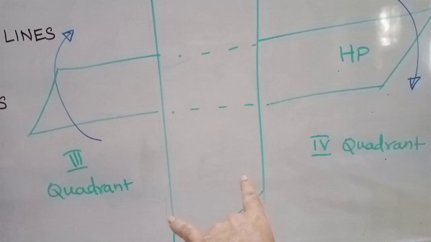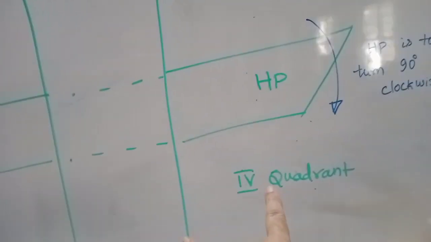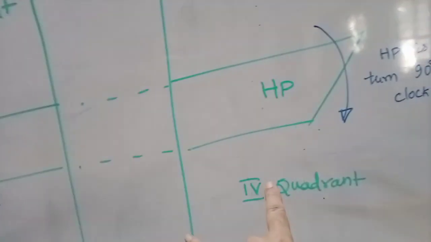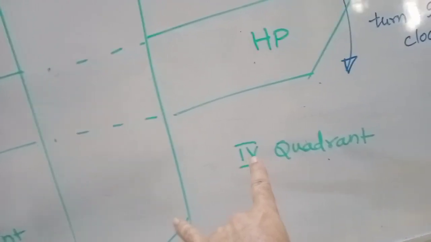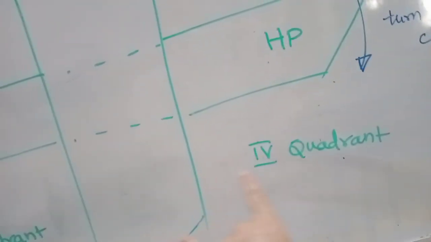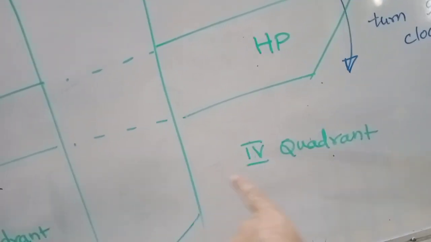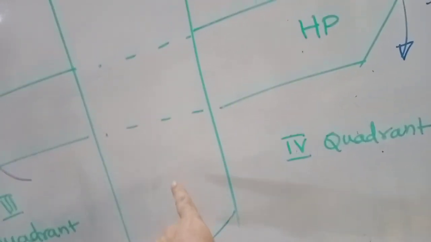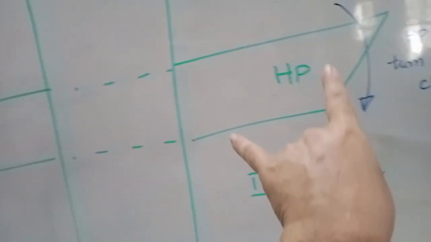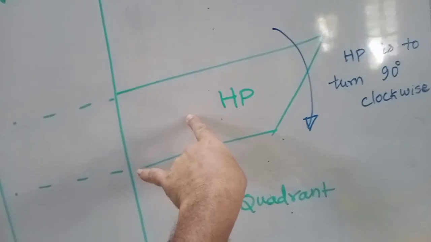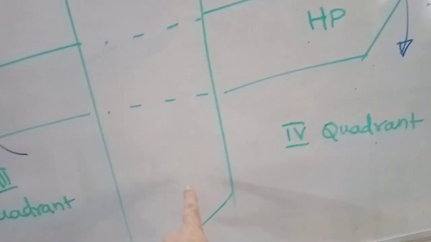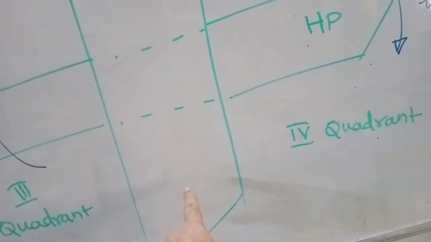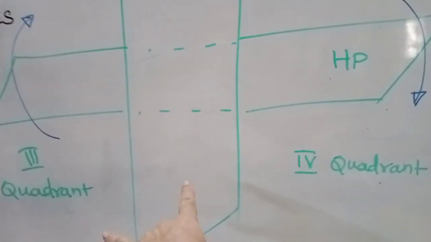If you are seeing in the fourth quadrant, the question may be like this: the point is below HP, in front of VP. When it is in front at a distance, it falls at this place, and regarding the top view, it falls here. When you are rotating, it will come once again downside. So both the top view and front view fall below the XY line.